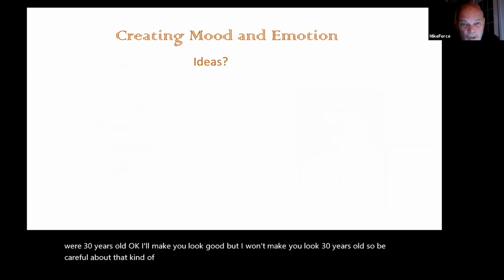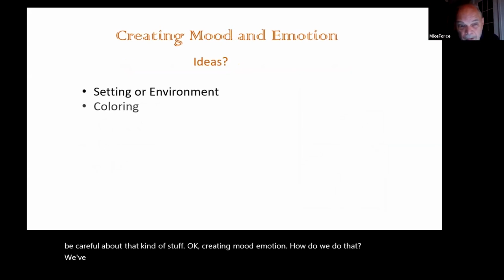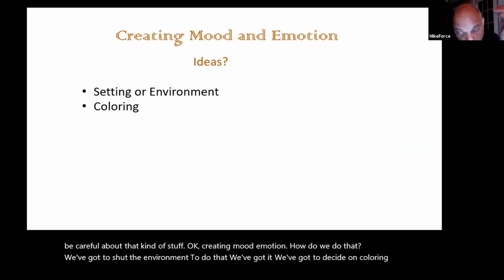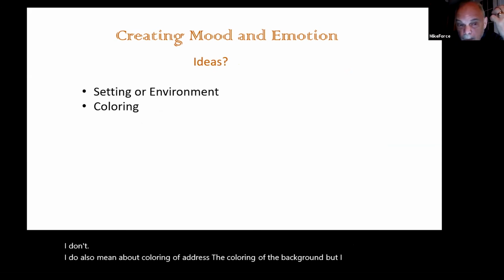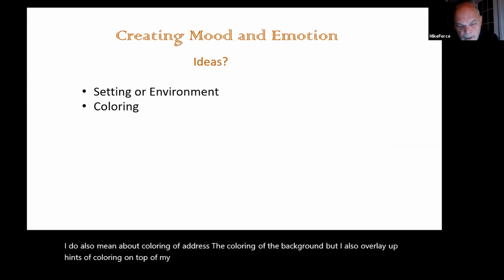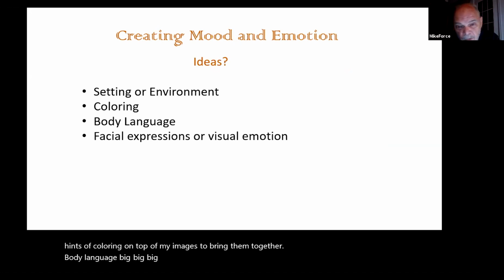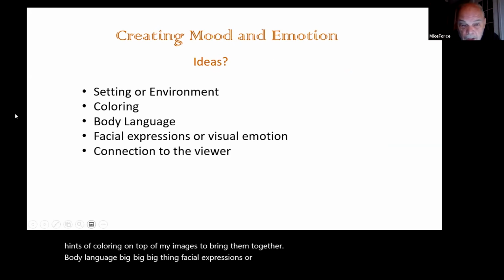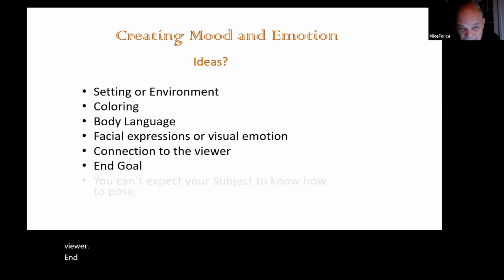Creating mood and emotion. How do we do that? Well, we've got to set the environment to do that. We've got to decide on coloring. And I do also mean the coloring of a dress, the coloring of the background, but I also overlay hints of coloring on top of my images to bring them together. Body language, big thing. Facial expressions or visual emotions, connection to the viewer, end goal. What are you trying to get out of this thing?